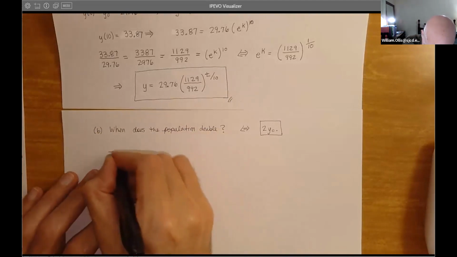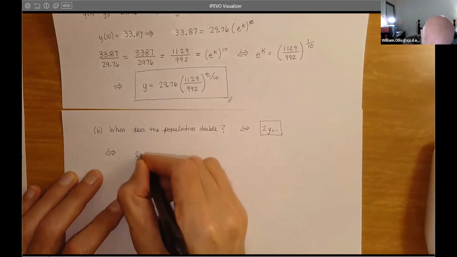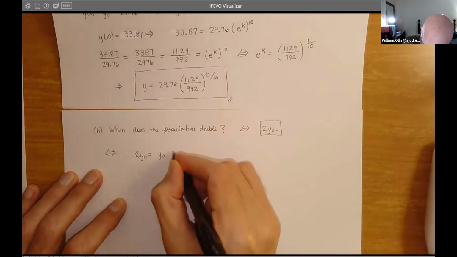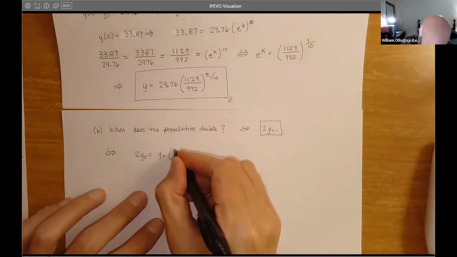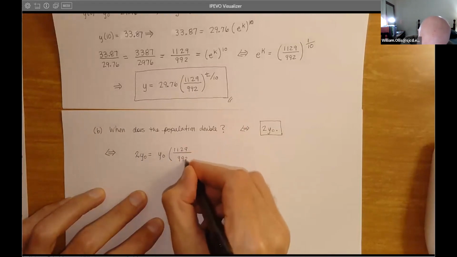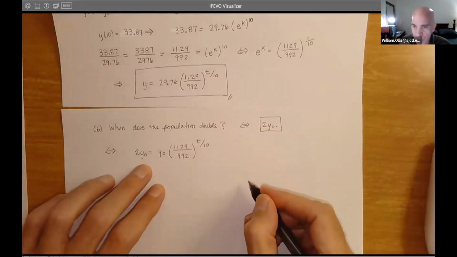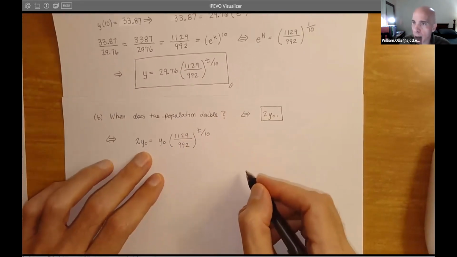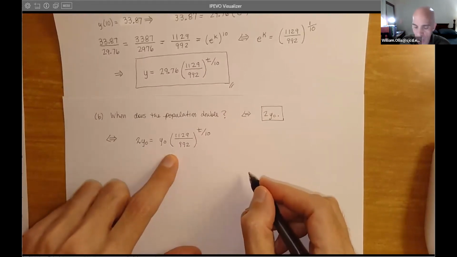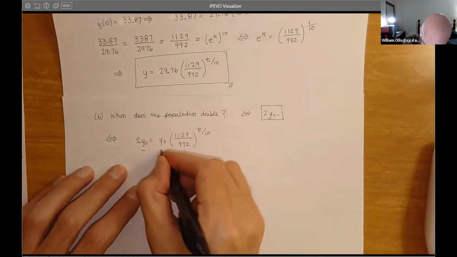So now, equivalently, 2 y sub 0, and I'll just replace this with y sub 0. It's the same thing. 1129 over 992 to the t over 10. So if you think back to college algebra, you've seen this before, and in some books they just have the formula for it, which means that the initial amounts absorb. So now we see these just absorb.